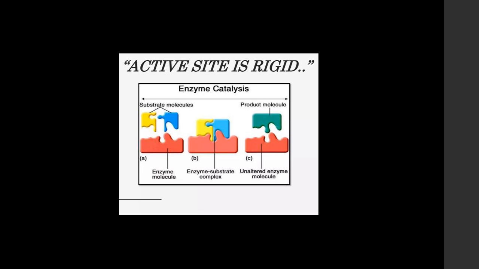Here we can see a diagrammatic representation of a lock and key model where different substrates come and fit into the enzyme. Both the enzyme and the substrate have not changed any of their features. Their shape is rigid. The enzyme is unaltered and the product is formed. Thus, the lock and key hypothesis of Emil Fischer.